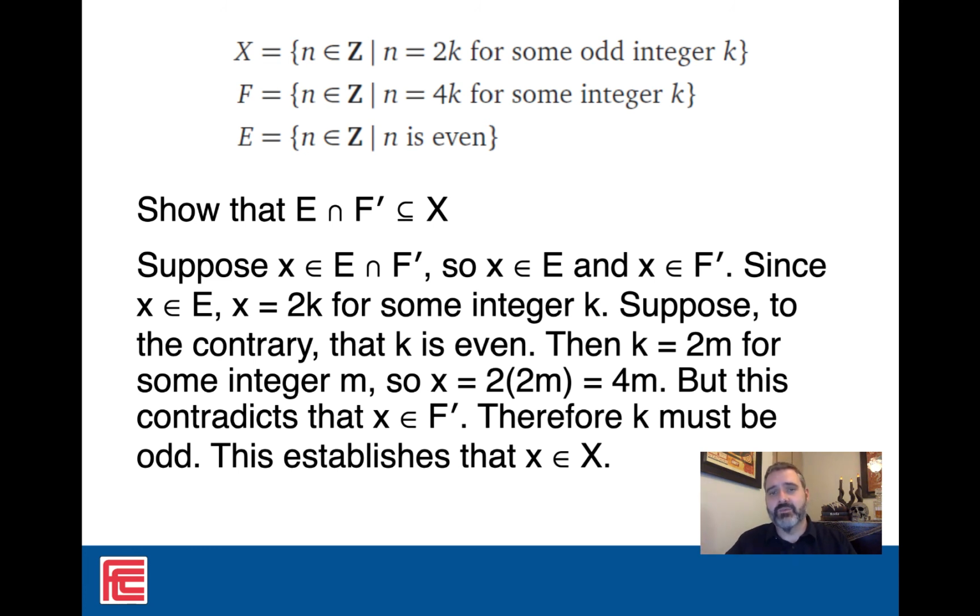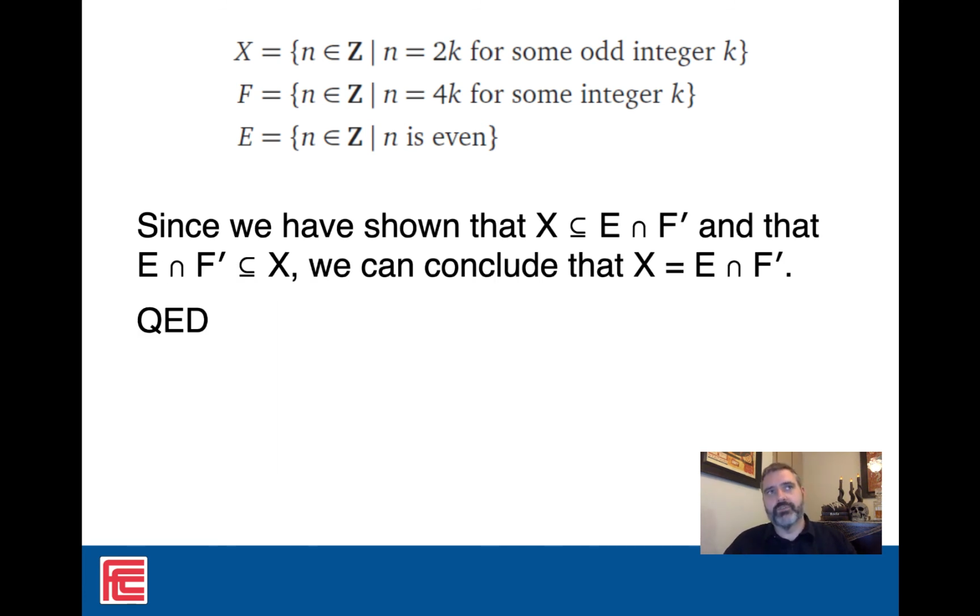So that means that x would equal 2 times 2m, which is 4m. But 4m is the exact same thing as 4k. It's divisible by 4. So that contradicts the idea that x would be in the complement of F. Since we've assumed that, we have to say that k must be odd. Because if k were even, it would end up being in F, or not in the complement of F. And so that establishes that x is indeed an element of the set X.